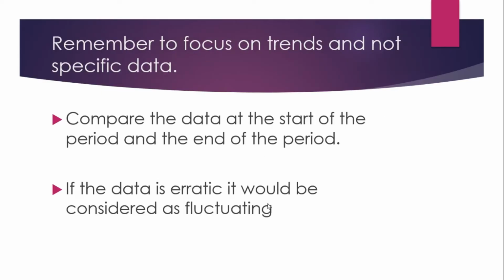Remember, if we're looking at overviews, we have to focus on trends, okay, not specific data. So we're going to compare the data at the start of the period and at the end of the period. We're basically going to see what's happened. If the data is erratic, that means it moves around a lot, it doesn't show any trend, we're going to be considering that as fluctuating.